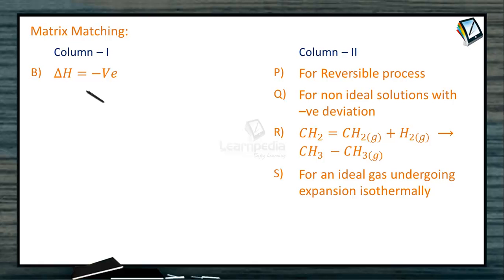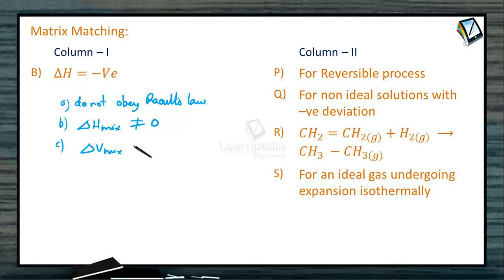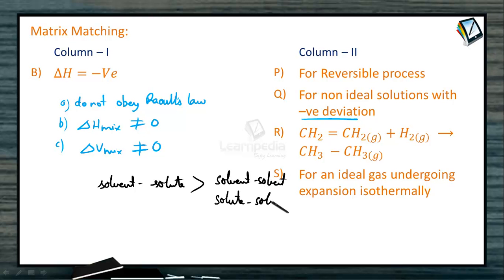The next one, here delta H is given as negative. We know that non-ideal solutions do not obey Raoult's law and the enthalpy of mixing is not equal to 0. And again delta V mixing is also not equal to 0. Specifically, when we discuss the reason for the negative deviation of a non-ideal solution, it is like this. This is observed whenever the solvent-solute interactions are stronger than the solvent-solvent interactions and solute-solute interactions.